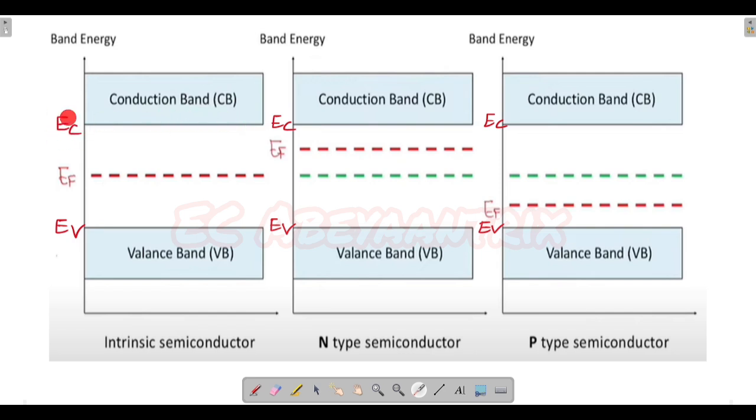Okay, the lowest edge of the conduction band is called EC. That energy level is called EC. EC is nothing but the conduction band energy, or conduction band minimum. We can say it like that also. This is the valence band maximum and this is the conduction band minimum. We have discussed EC and EV in the last video also.